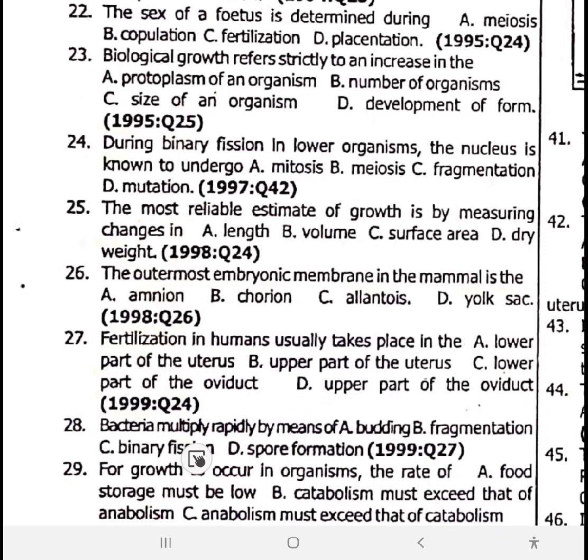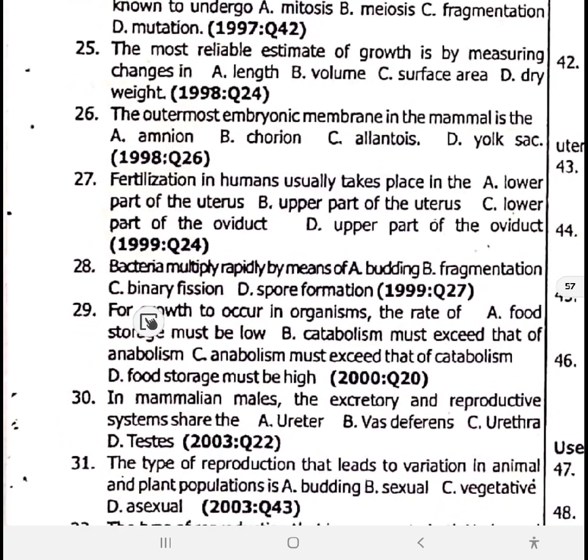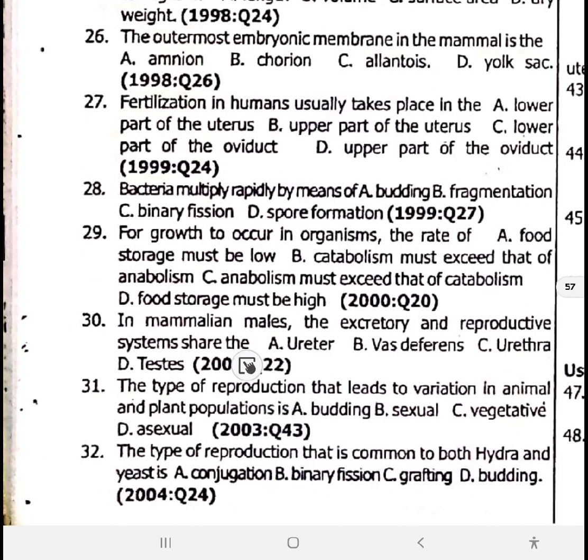28: bacteria multiply rapidly by means of binary fission. 29: for growth to occur in an organism, the rate of anabolism must exceed the rate of catabolism. 29 is option C. Right, anabolism equals building up, while catabolism equals breaking down. So building up must be greater than breaking down before you see growth.